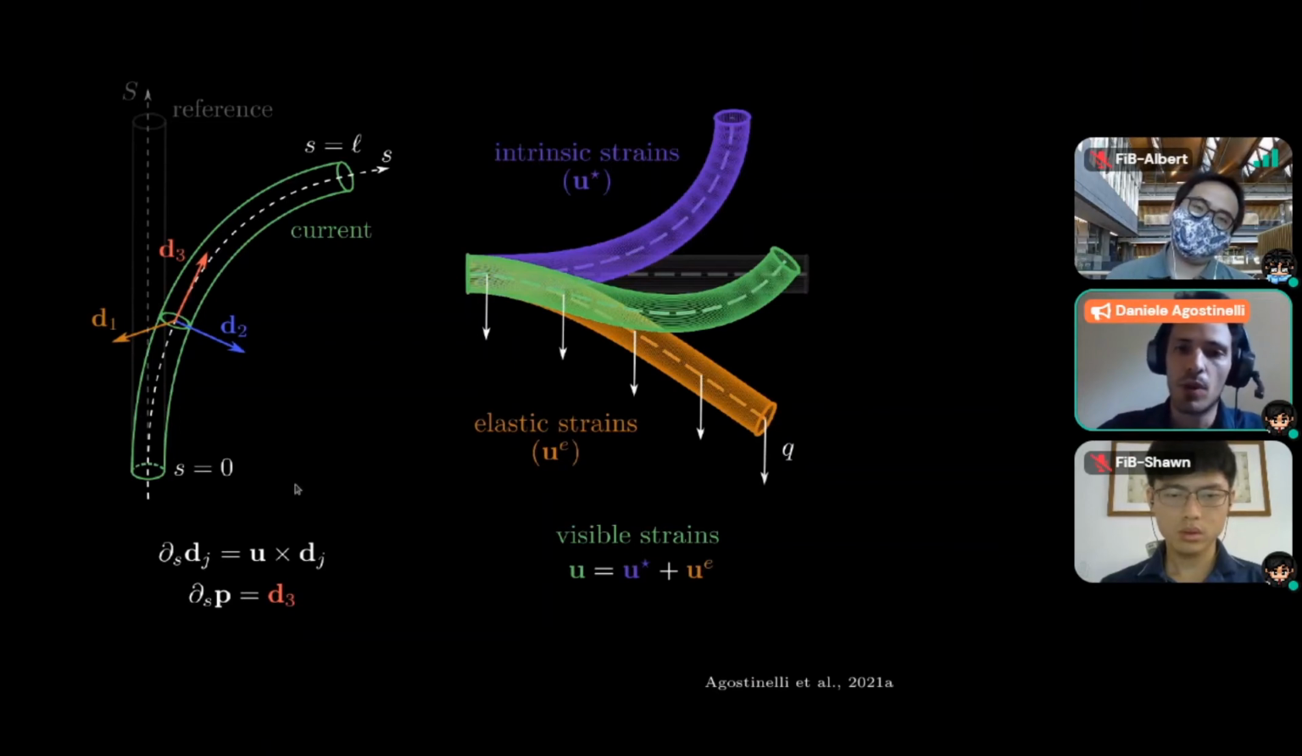So at this point, we can write the evolution laws for the intrinsic strains by taking into account the plant reactions to external stimuli, such as gravity. If we do so, we realize that actually the straight position will undergo a mechanical instability.